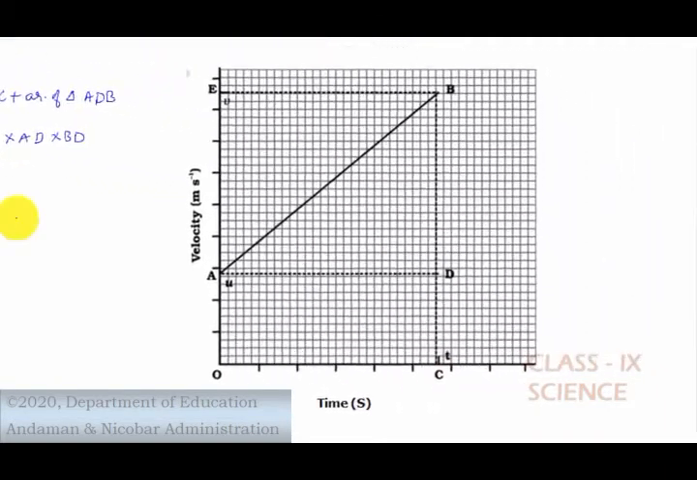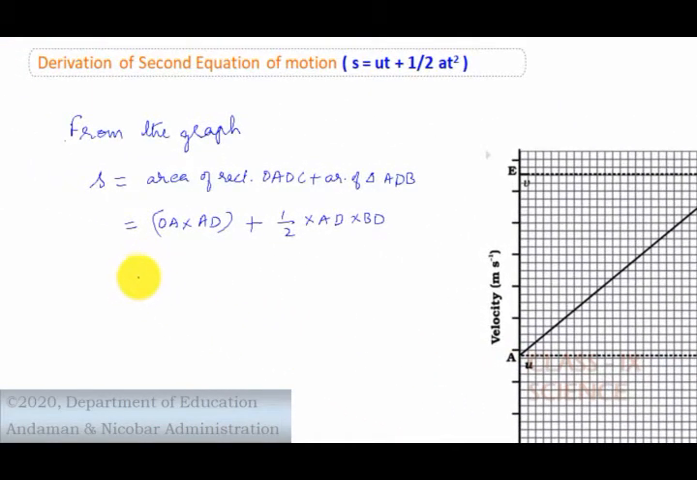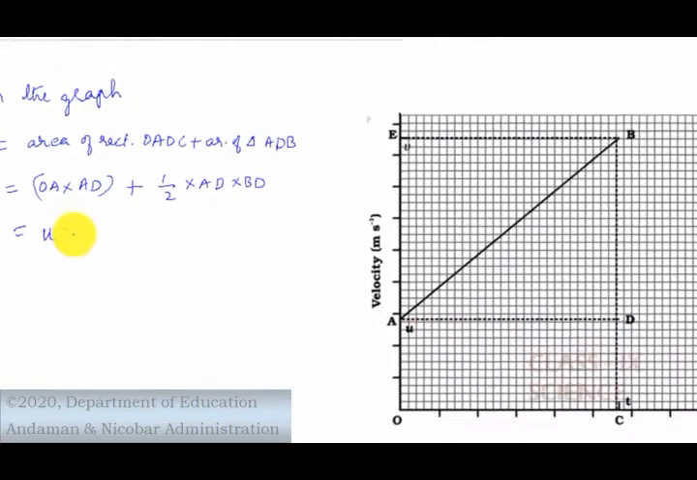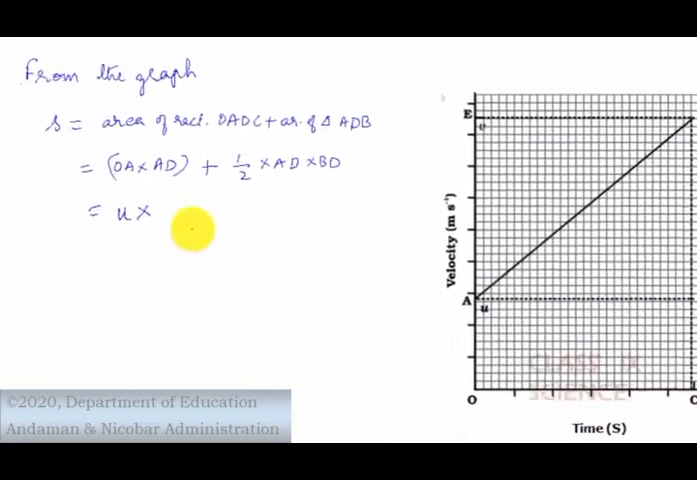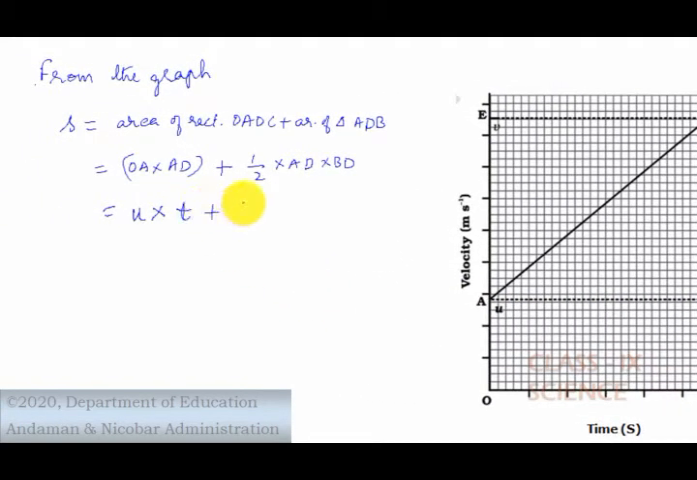So from the graph we know that OA is the initial velocity. In place of OA we can write U, and AD. Here you see AD is parallel to OC. We know that OC is the time interval. So AD is parallel to OC, and from this we can say that AD is equal to OC. So in place of AD we can write T plus a half. Here once again, the value of AD is equal to T. So in place of AD we can write T.